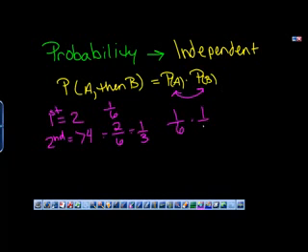1/6 times 1/3, and we get 1/18 is the probability of rolling a 2 and then rolling something greater than a 4.